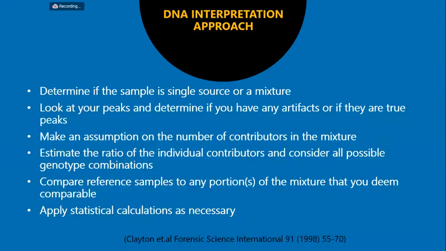Then you're going to want to estimate the ratio of the individual contributors. Do you have one person that has a lot of DNA in there and one person that has just a small amount? That's figuring out the ratio of the contributors. And then you're going to want to consider the possible combinations of the genotypes, meaning can you tell which peaks belong with which contributor? Once you've done that interpretation part, you can compare any reference samples to any portion of the mixture that you've deemed comparable. Reference samples would just be cheek swabs, buccal standards that were collected from a known individual that you're looking for in that sample. And then as necessary, you can apply any statistical calculations to add weight to your comparison to what you're saying.